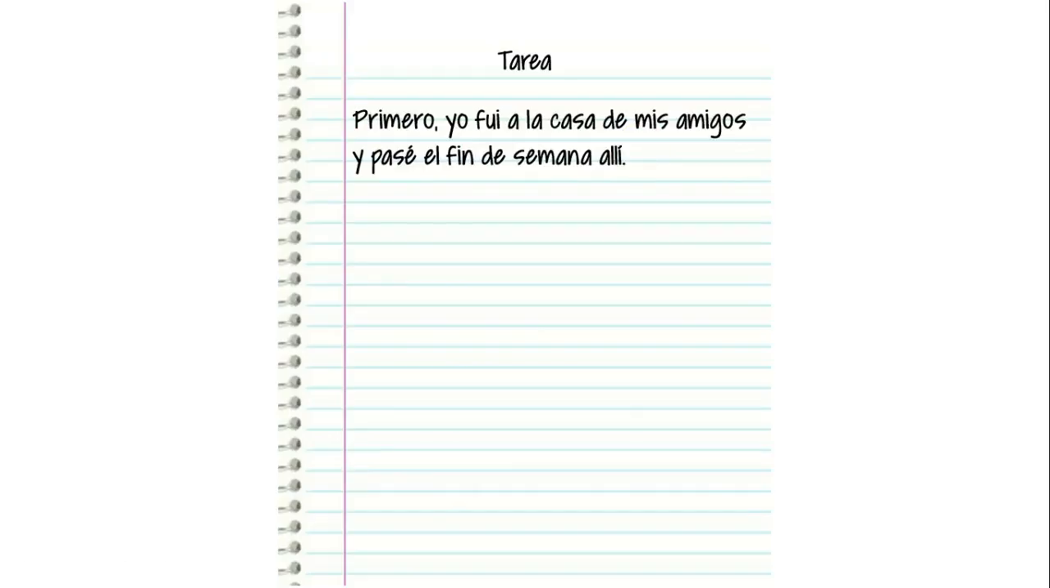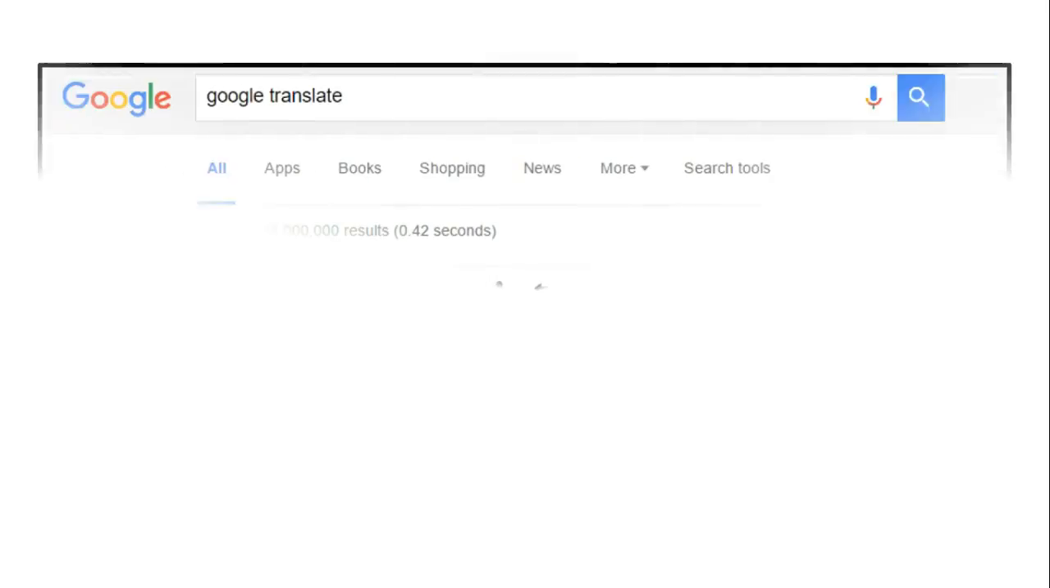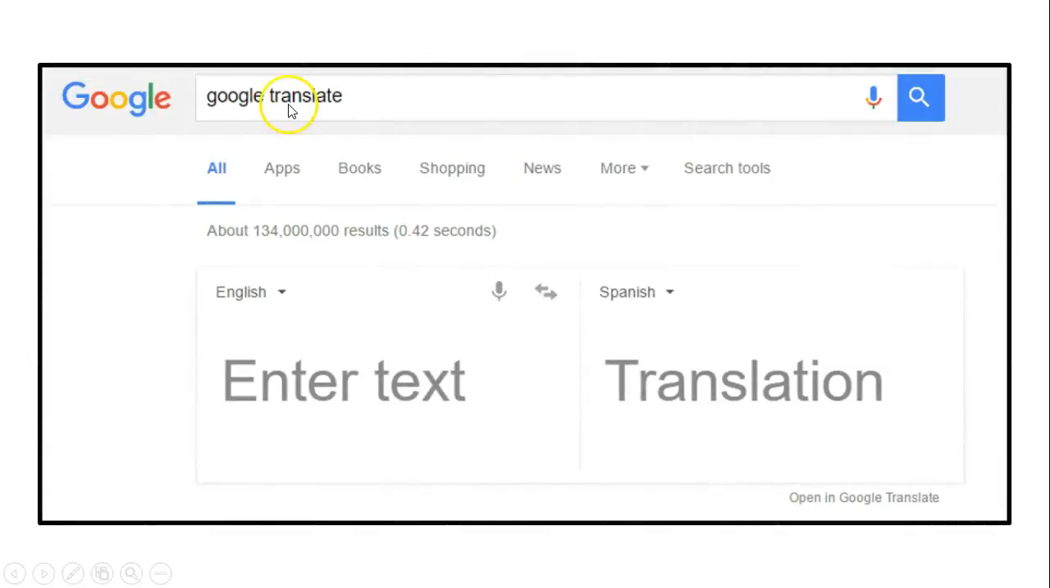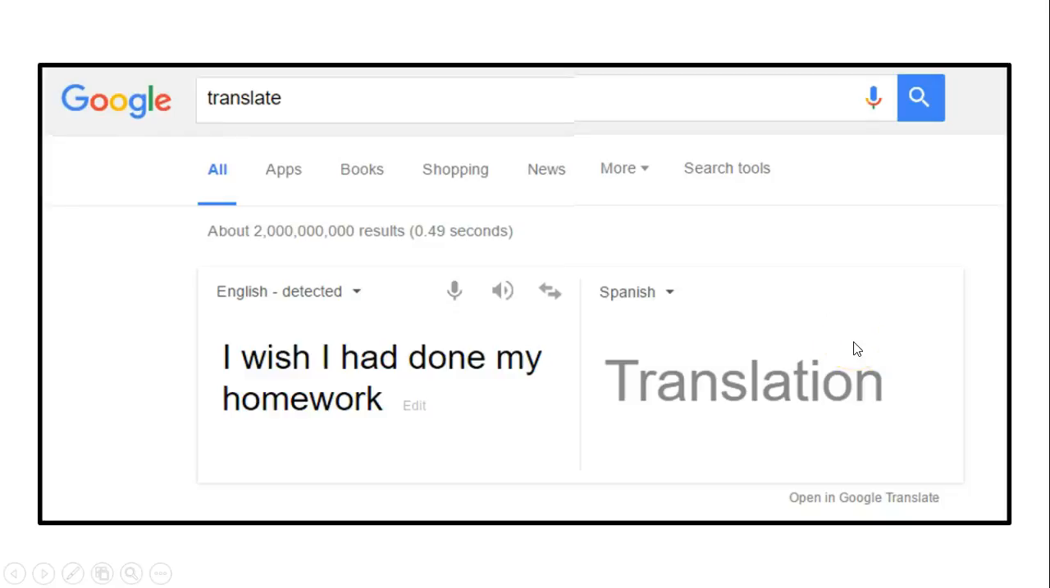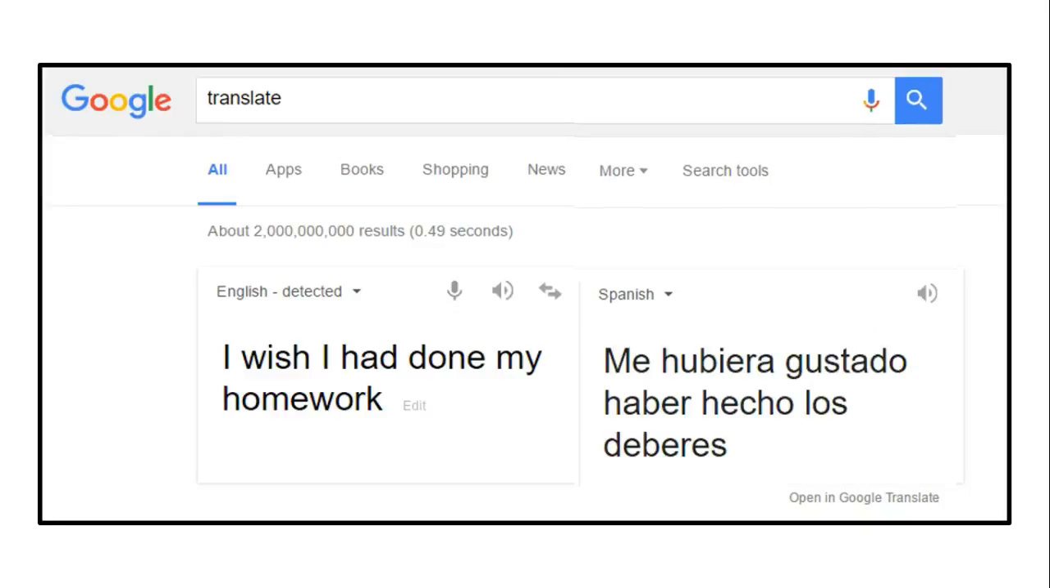This is an example of a great sentence that you wrote yourself. Now, for instance, we're writing our second sentence, and maybe we want to say, I wish I had done my homework, because maybe, like many students, you procrastinated until the last minute. You think to yourself, I don't quite know how to say that sentence. So you go to Google and you type in Google Translate, and here comes the translation. You type in your English text here and your Spanish will appear here. So we type in, I wish I had done my homework, and this pops up. Me hubiera gustado haber hecho los deberes.